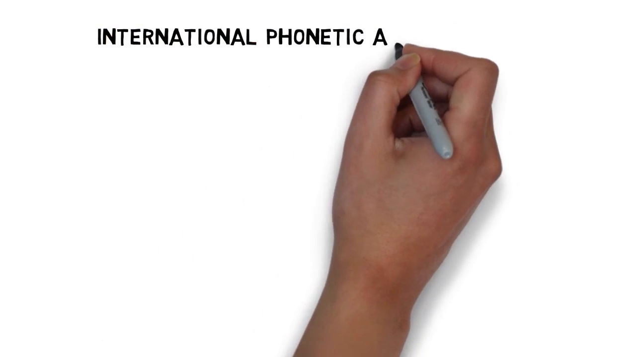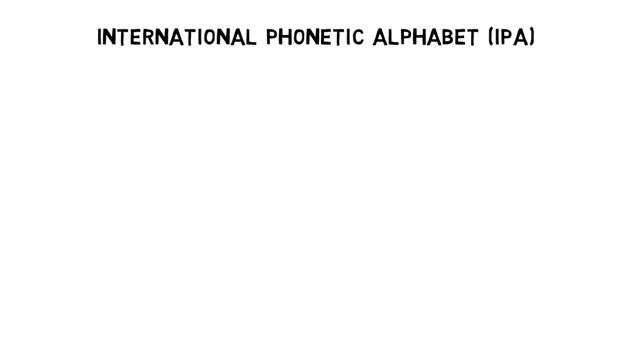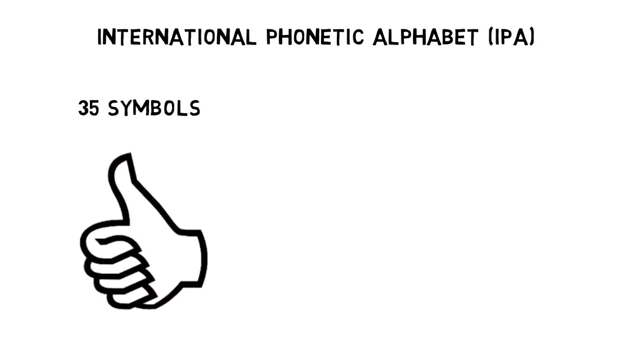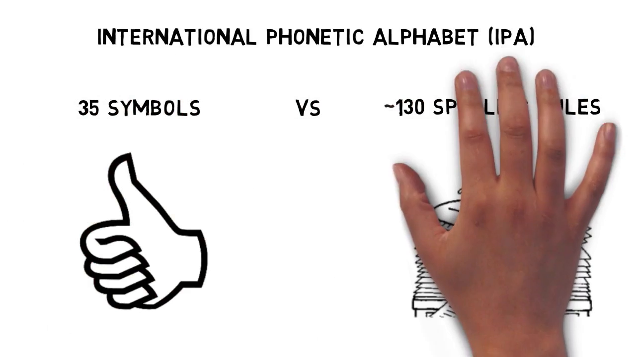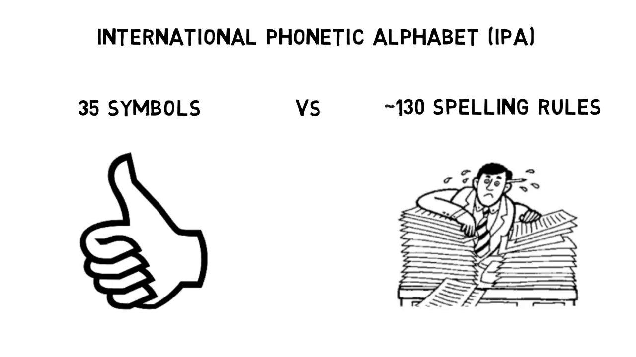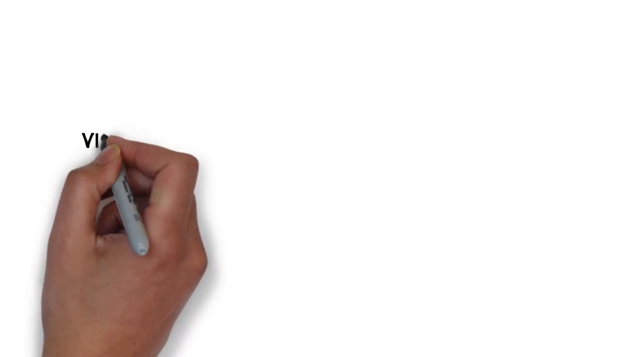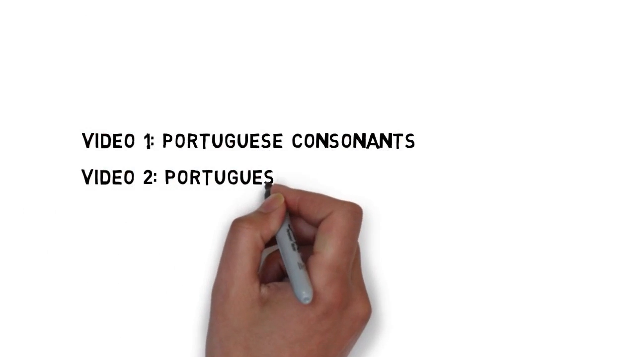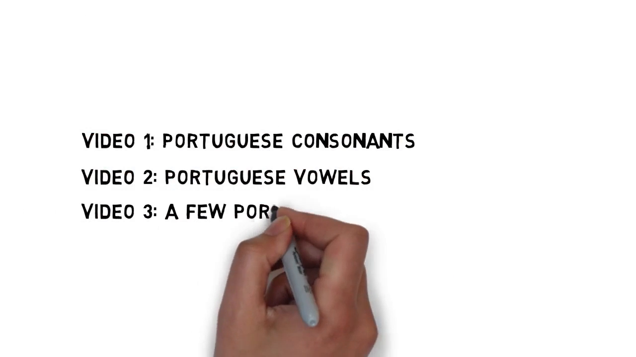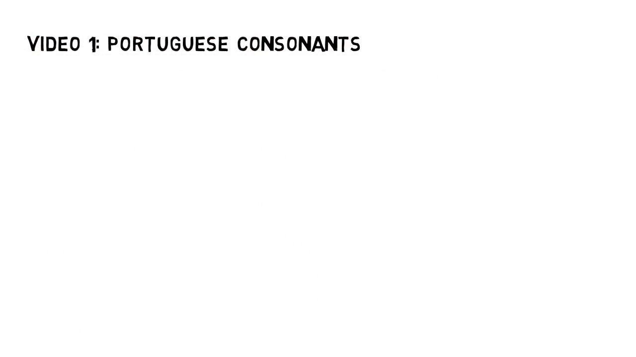I'll be going through Portuguese using the International Phonetic Alphabet, or IPA. This lets us simplify our discussion a lot, since I only need to talk about 35 or so symbols, many of which you know already, instead of trying to wade through around 130 spelling rules. So, let's get started. We'll break this discussion up into 3 parts. The first will cover the Portuguese consonants, the second will cover the vowels, and the third will cover a few of Portuguese's spelling rules.